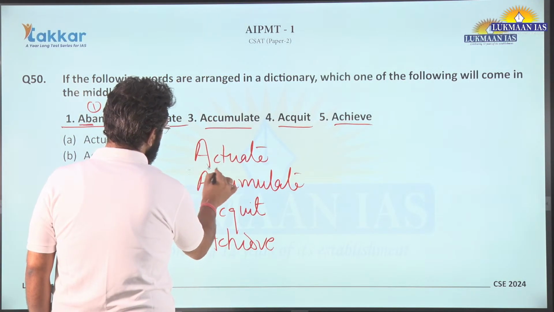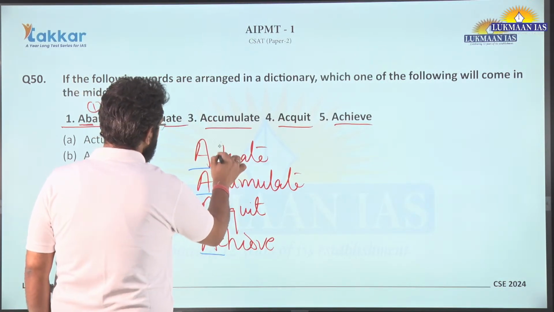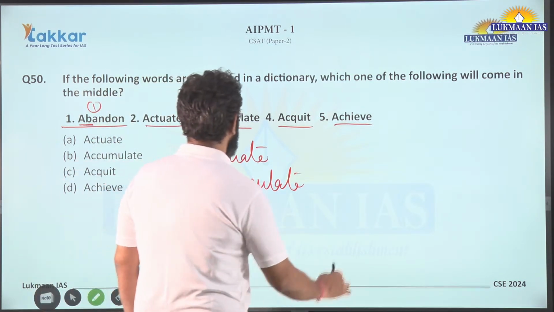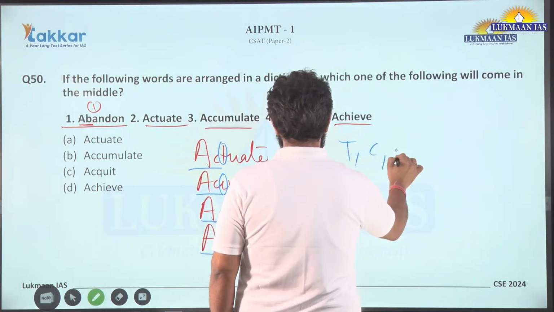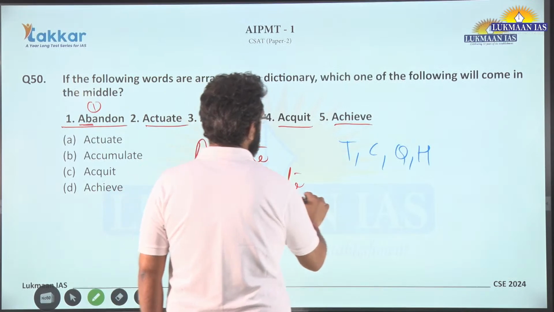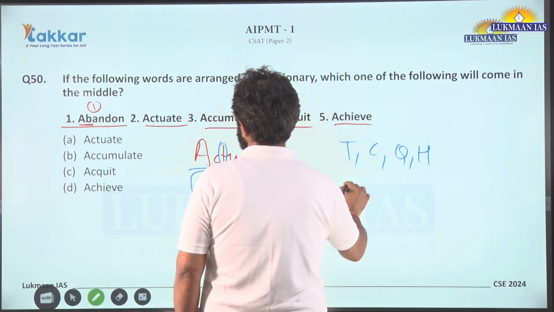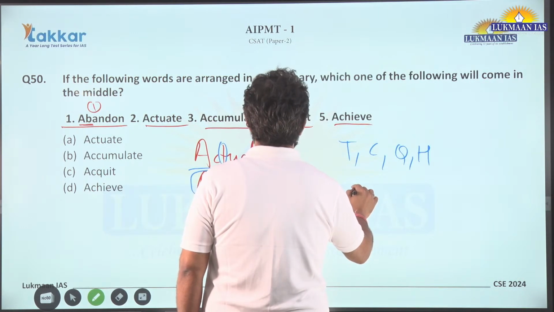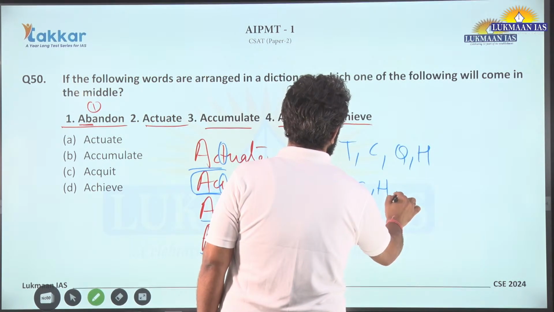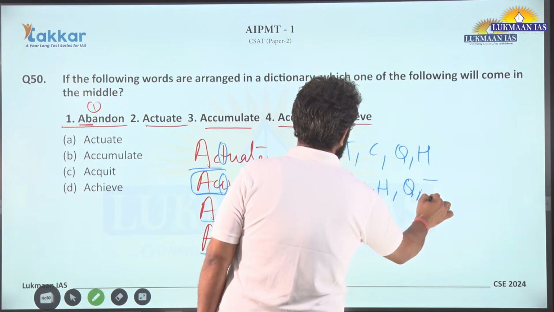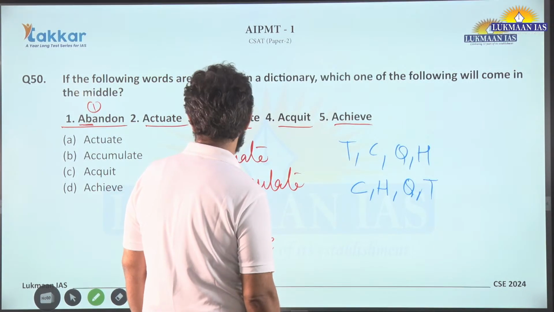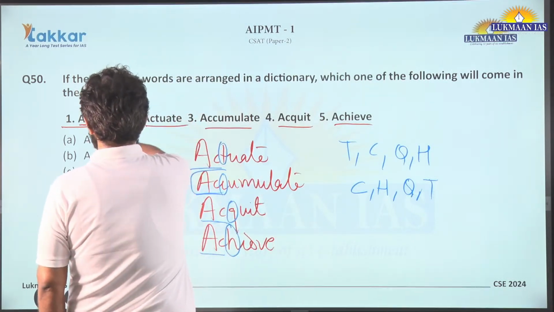The first two letters of all the words are the same. We need to see the third letter. That is T, C, Q, H.